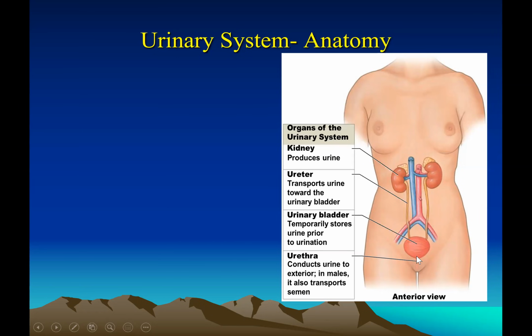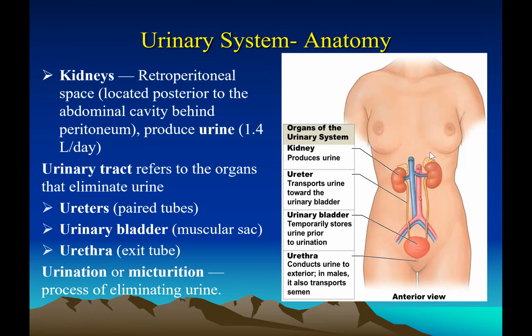And then the urethra is the small tube, larger in males, that will conduct the urine to the exterior of the body. The act of urination is called micturition. So these are the 4 organs of the urinary system.